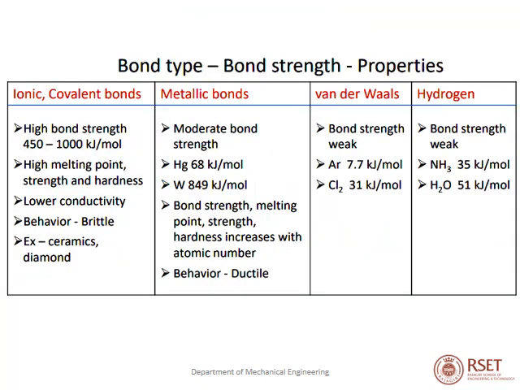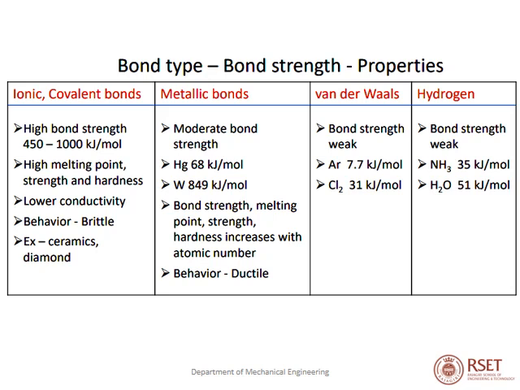Of the different bonds that we studied, primary interatomic bonding as well as secondary bonding, you can say ionic and covalent bonds are much stronger because the bond strength is up to 1000 kilojoules per mole. Those materials having ionic and covalent bonds have higher melting point, and strength, hardness, mechanical properties will be superior. Lower conductivity, behavior is brittle. Examples like ceramics, diamond, etc. possess this sort of bonding.